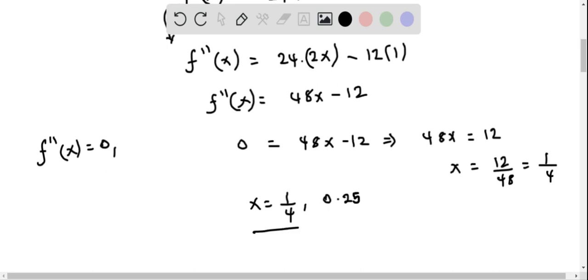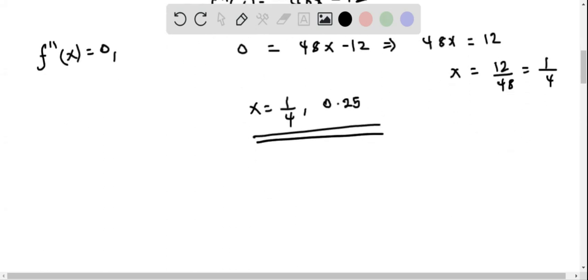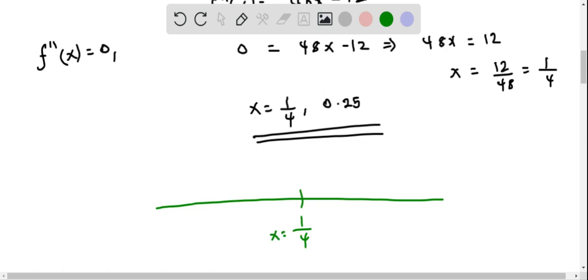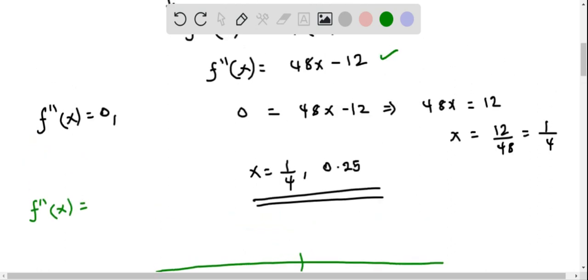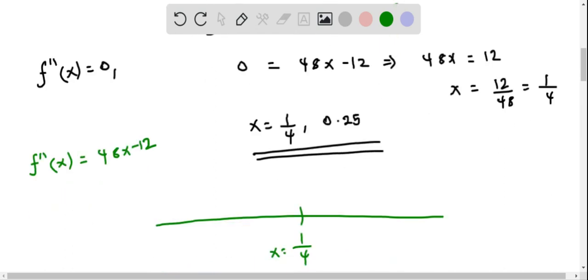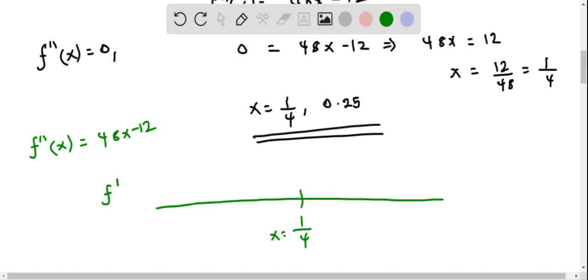And we need to verify if this is a point of inflection by preparing a sign chart for the second derivative of the function. So we put this number line, and also this 1 fourth. This is x equal to 1 fourth. And let's consider the second derivative, that is f double prime of x, and this equals 48x minus 12. I copy this.